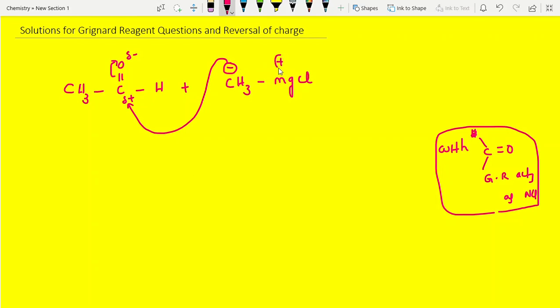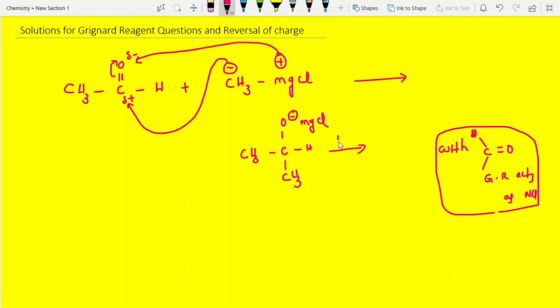Wherever plus is there, plus and minus attract. That's all students. This is your product. CH3 CO minus MgCl. And what about this? This hydrogen I have written as it is. And who came and attacked here? CH3 group. That's all. And in further steps we do hydrolysis. So you will get the product. What is this? CH3 CHOH CH3.